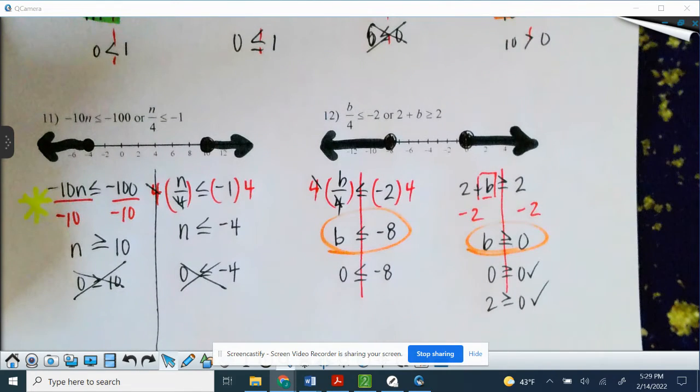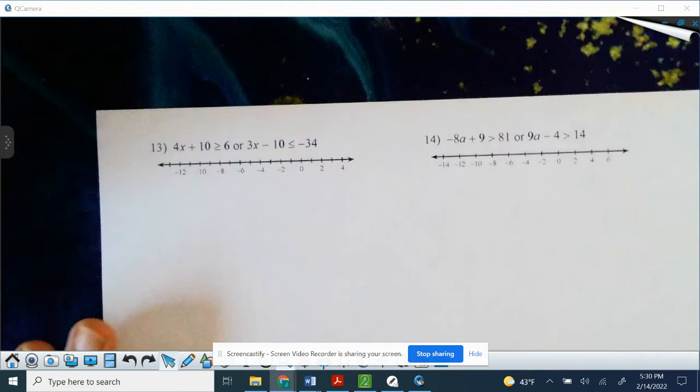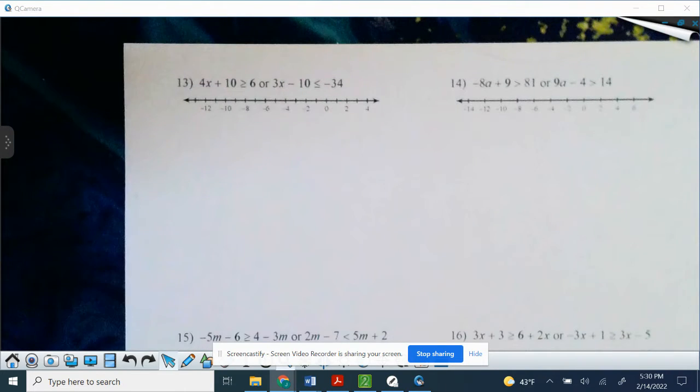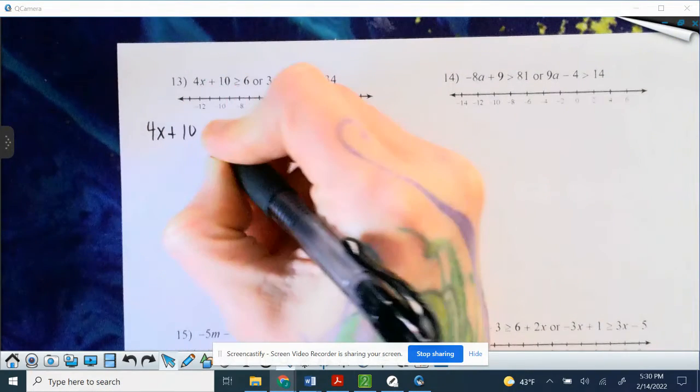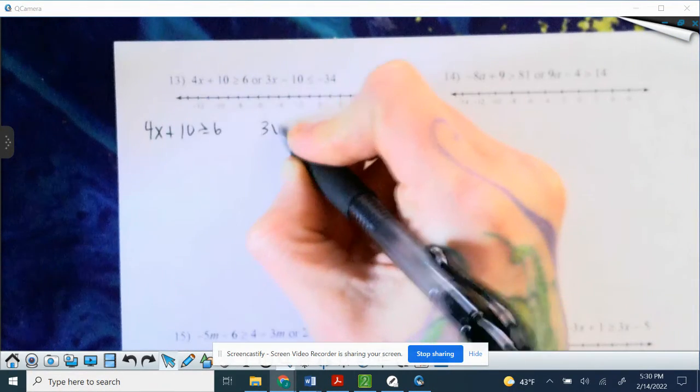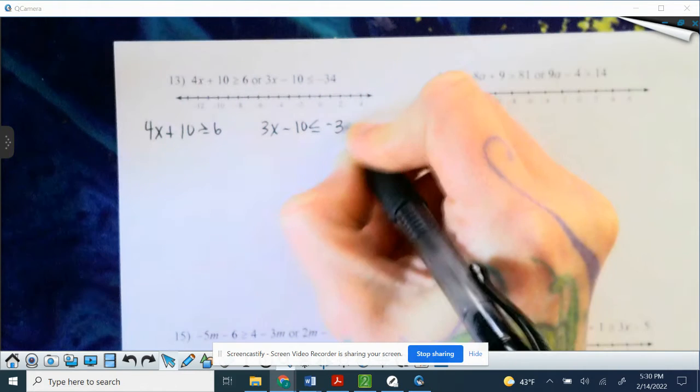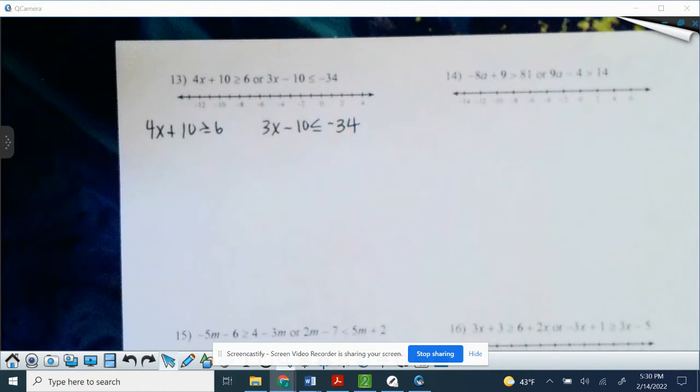All right. 2 more for this video. So again, they're written as ors. You don't have to rewrite them. I just rewrite them for extra space. If 4x plus 10 is greater than or equal to 6. And again, I challenge you to pause your video, try them, and then come back and check your answers.